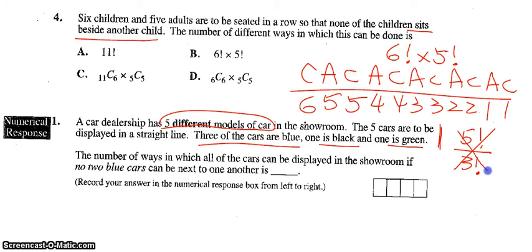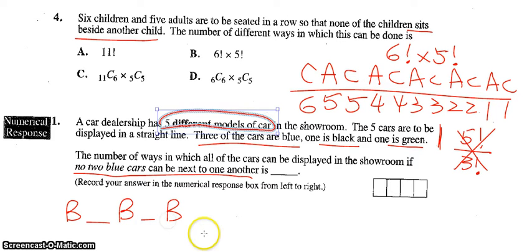But that's not the question. They're different models. So even though they're all blue, they're different. The question says, all the cars displayed in the showroom if no 2 blue cars can be next to one another. All right, then it's just like the last question. You just need blue, blue, blue. And then in between you can put black or green. And since they're different models, they're not the same model. So each one considers 3, 2, 1 choice.